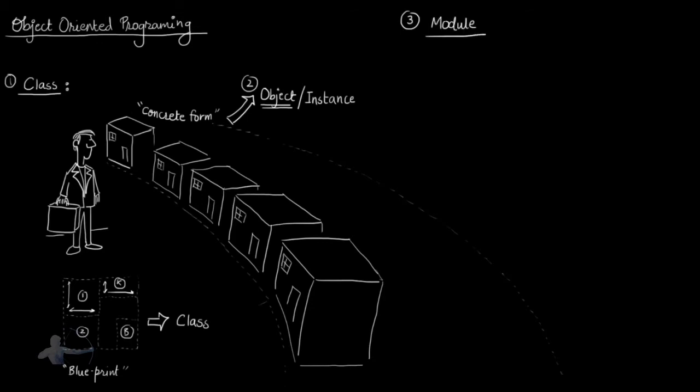And what is a module? A module is a collection of classes. And in our example, if we are planning a bigger part of the city, we can construct different types of apartments in that city area. We can construct a 2-room apartment, we can construct a 4-room apartment, and we can also construct a 3-room apartment. So the collection of these blueprints is called a module. So the collection of classes is a module.